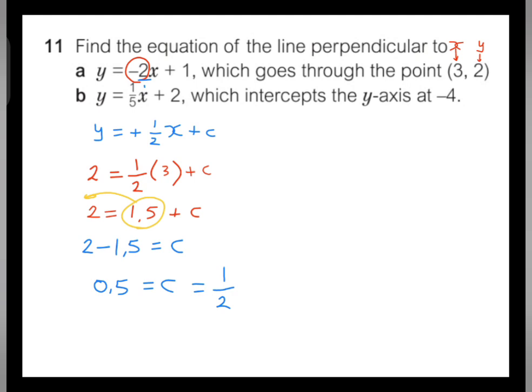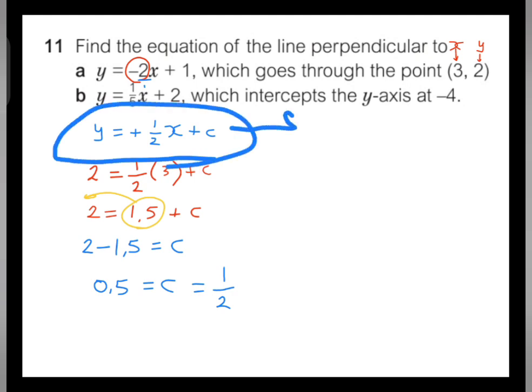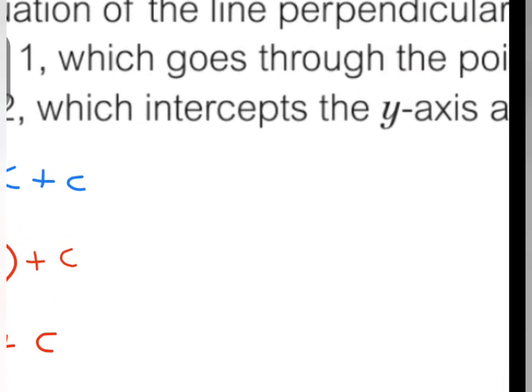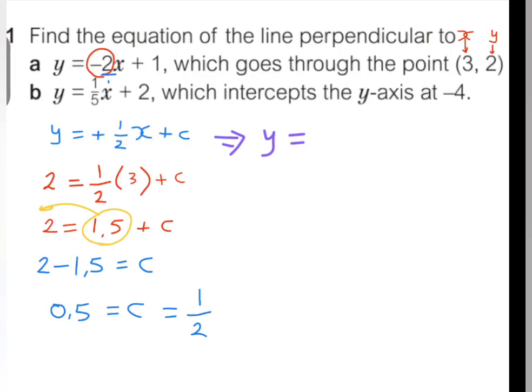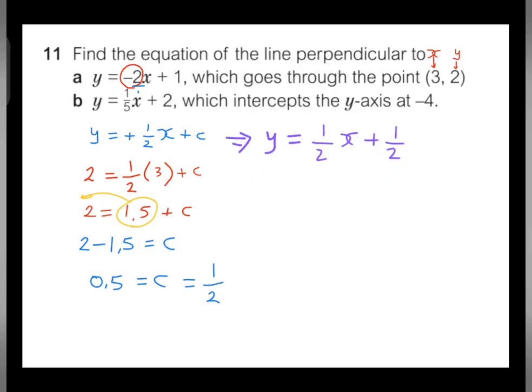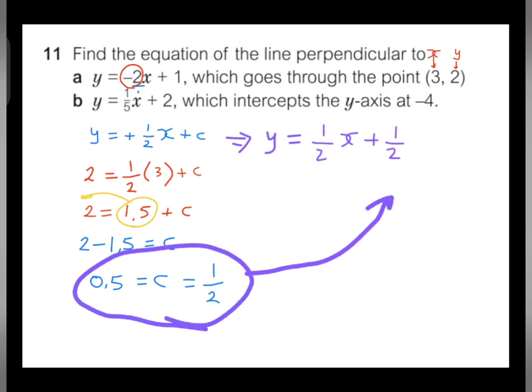So here, when we write the equation again, we're going to write, let me do it in another color, yes. y equals 1 over 2x plus 1 over 2, or half. So we found c, and then we put it in the equation. This is the idea of answering a question like this.